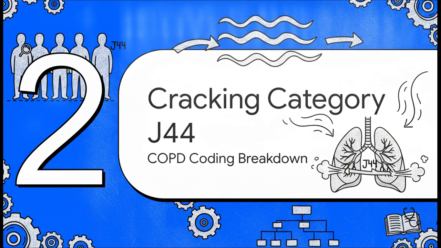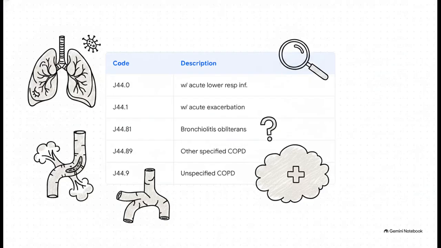Right. Let's move on to cracking category J44 for COPD. Let's see how that primary rule we just talked about helps us as we investigate our first suspect lineup for chronic obstructive pulmonary disease. So ICD-10-CM uses combination codes to create highly specific classifications.